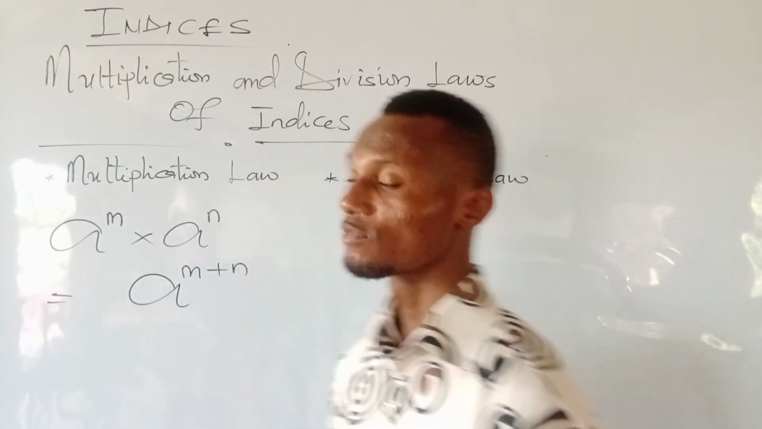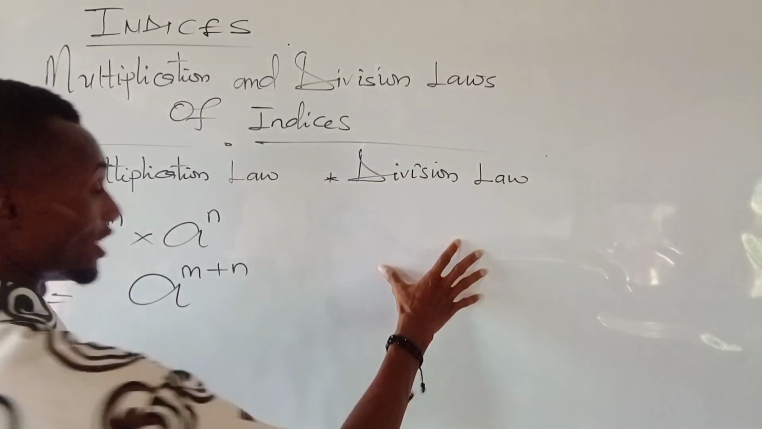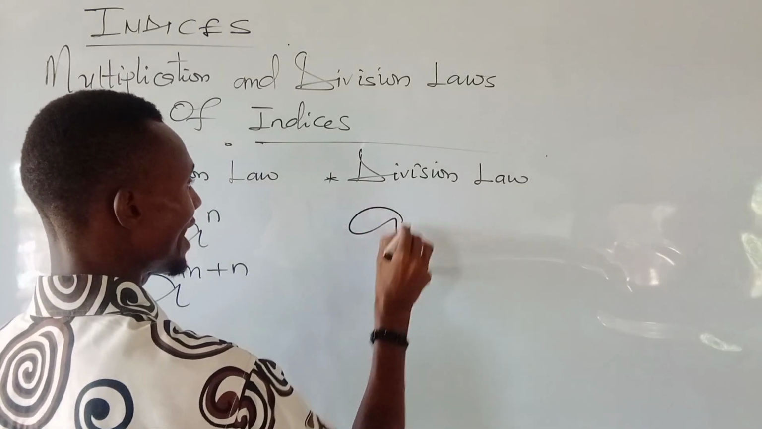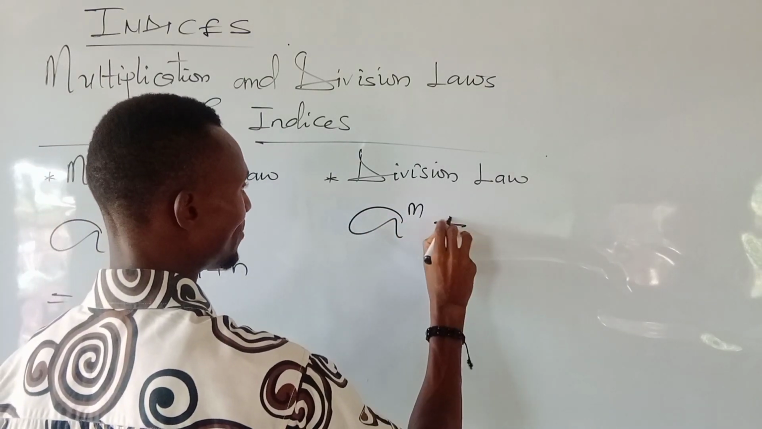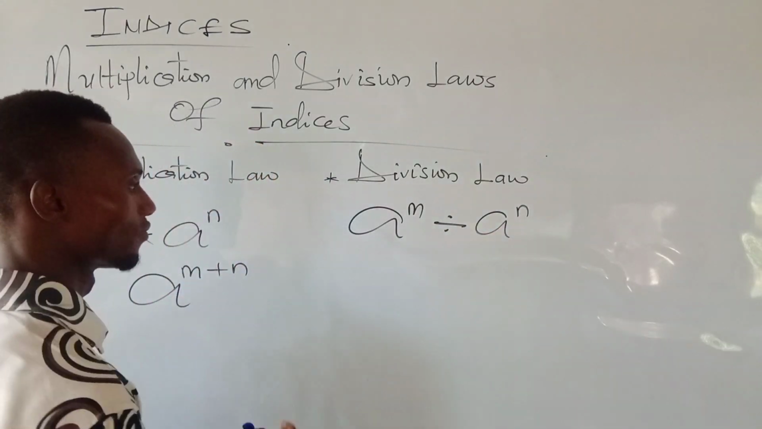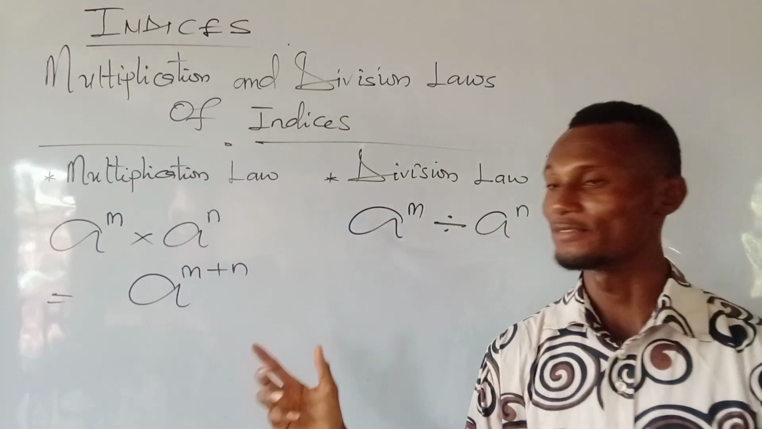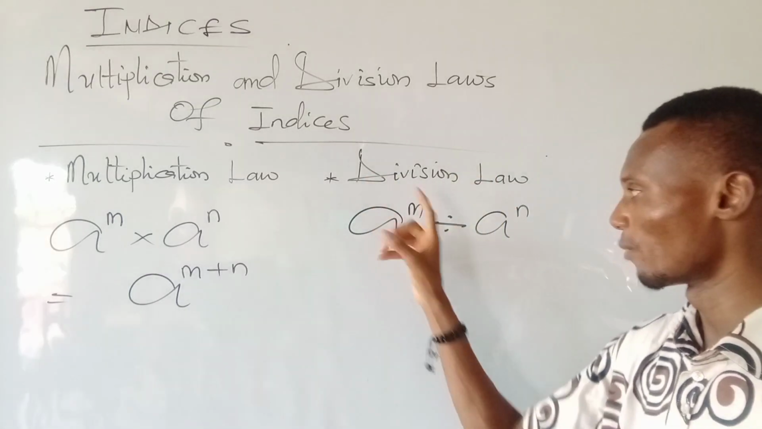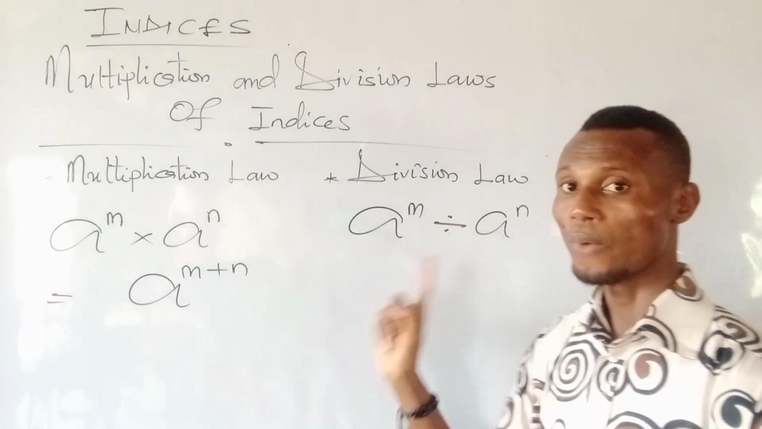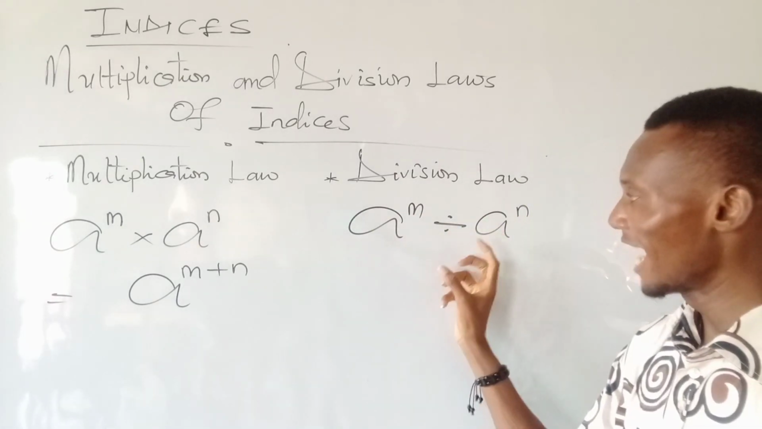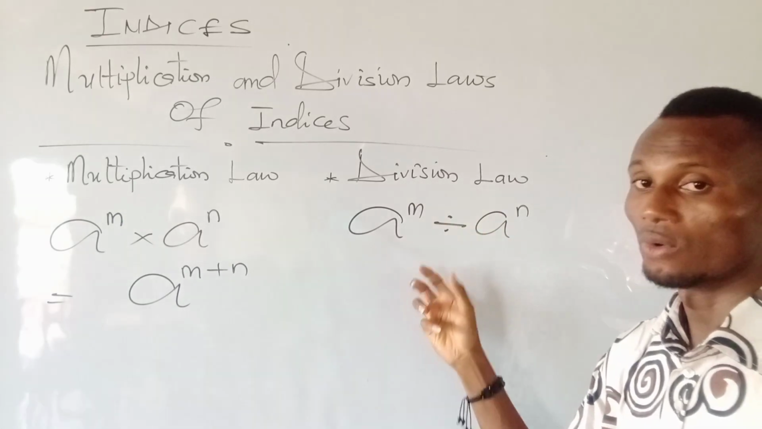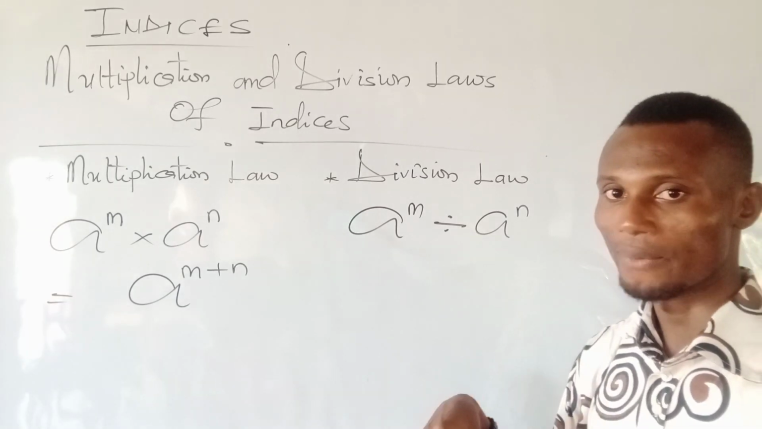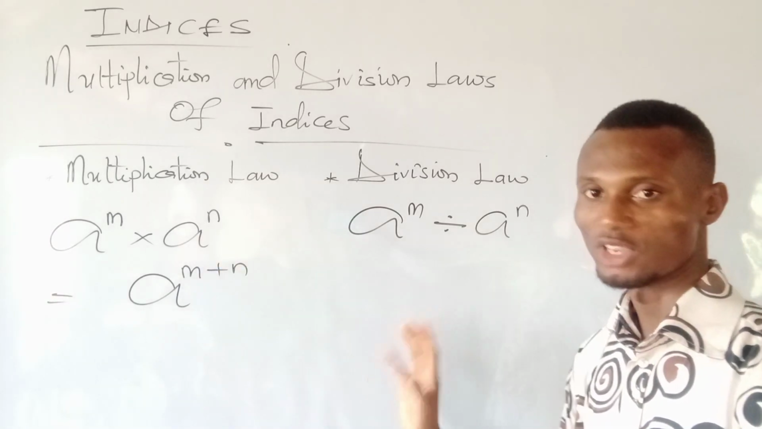Okay, so now let's go to the division law. The division law says that when I have a to the power m divided by a to the power n, if the bases are the same and they are dividing, that's why it is under the division law, we pick one of the bases, then we just subtract the powers. So it's just the opposite of the multiplication law.